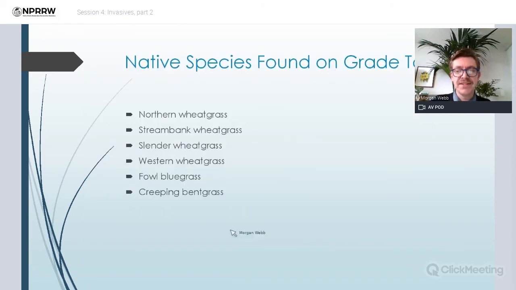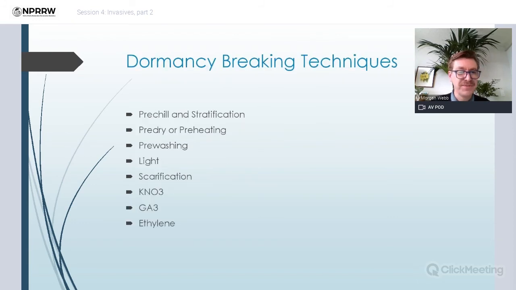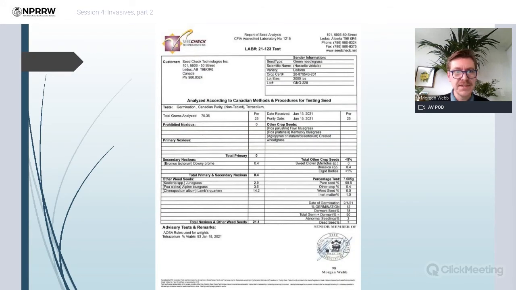And so I just thought I'd list some of the native species that are found on the Canadian grade tables. So that is northern wheatgrass, streambank wheatgrass, slender wheatgrass, western wheatgrass, fowl bluegrass, and creeping bentgrass. If we find these in your mixture as just a contaminant, we will just list them as other crops. Just about anything else, we will be forced to list under that weed seeds column, which would be a great rule change to the Canada Seeds Act because it's not always functional for all. This slide is kind of out of order, so I'm just going to go past it.